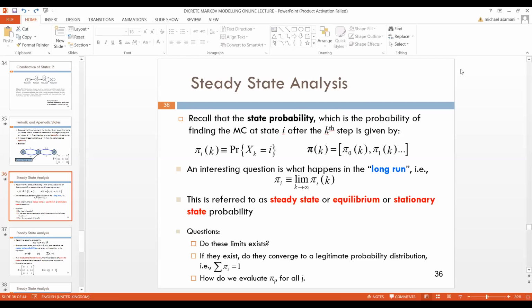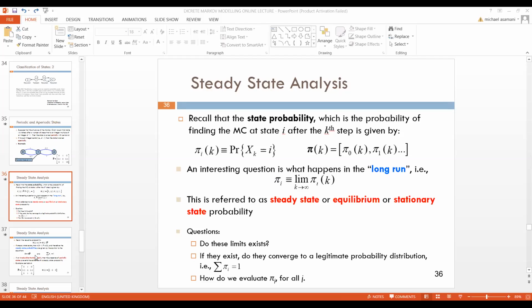To do this, let me first explain the equations here. Recall that the state probability, which is the probability of finding the Markov chain at state i after k steps, is given by this. Now, in the long run, what we are saying is we need the probability distribution of the process as the number of transitions approaches infinity. This is what we refer to as the steady state, the equilibrium or stationary probability distribution of the process.